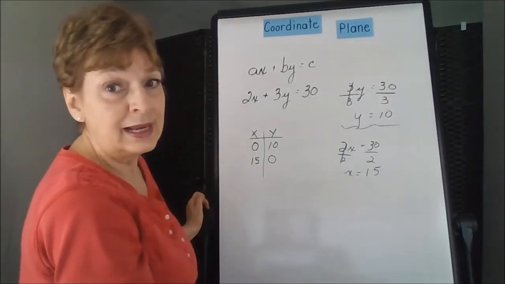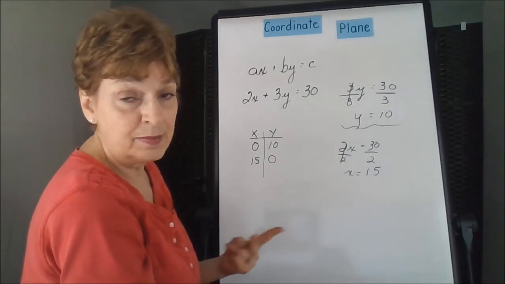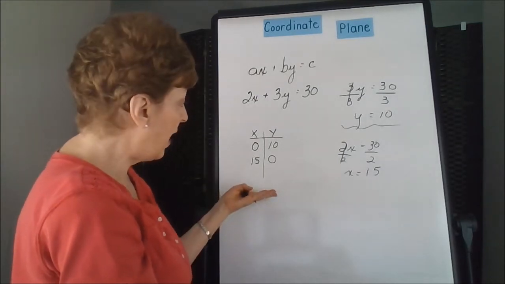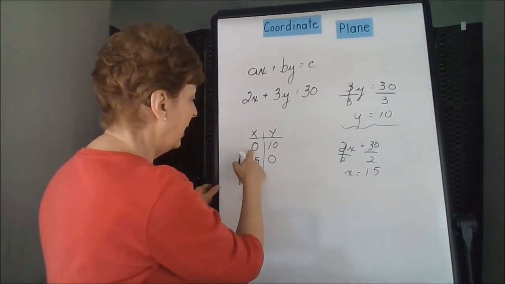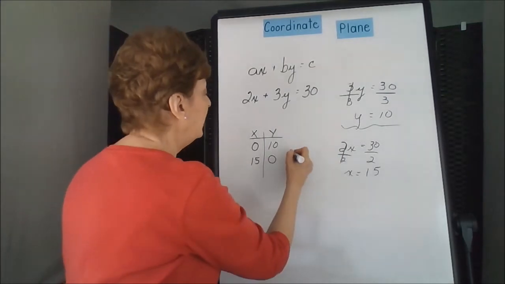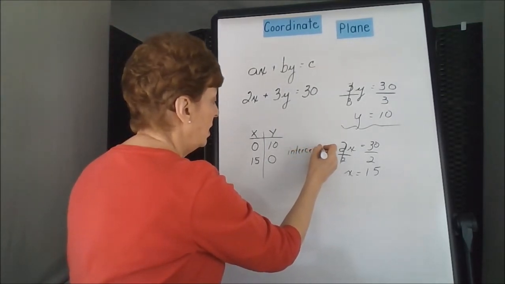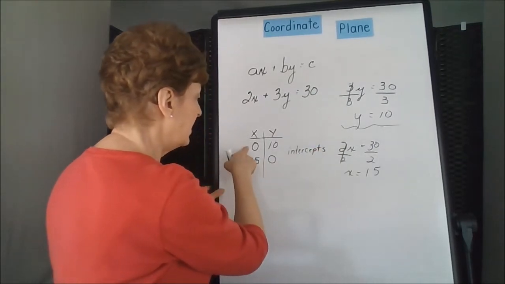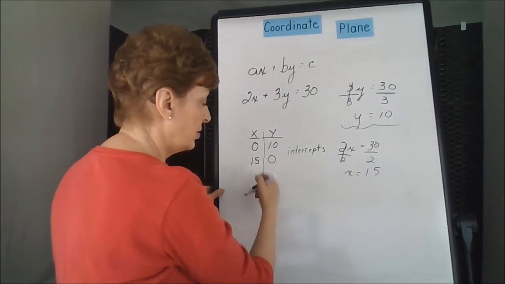You really only need 2 points to make any line. So we could graph this right now. Having zeros as a y and an x portion is called intercepts. In this case, this is the y-intercept, and this is the x-intercept.